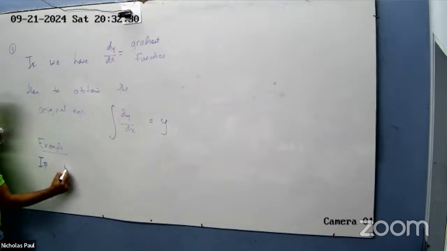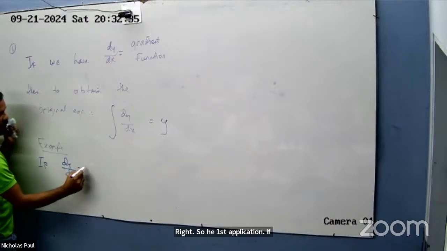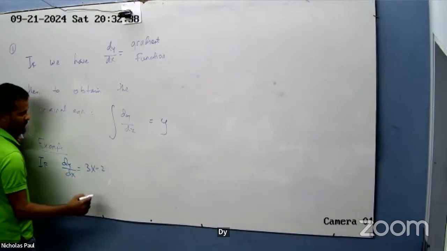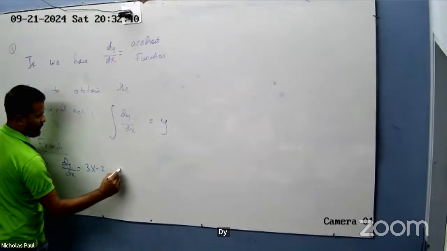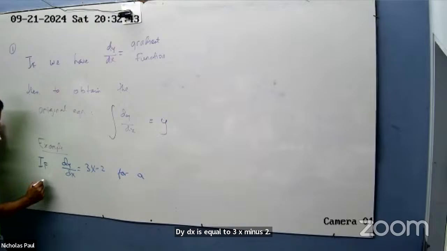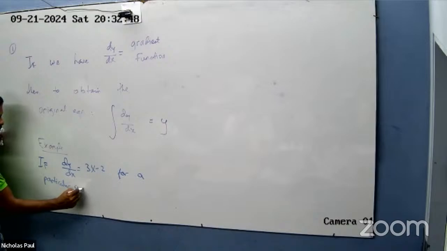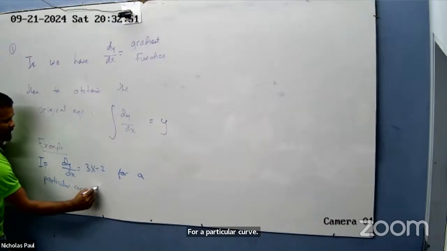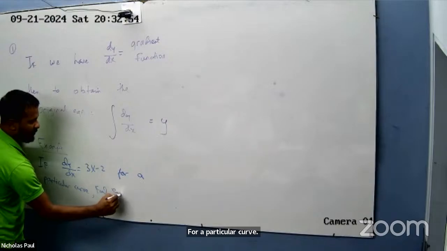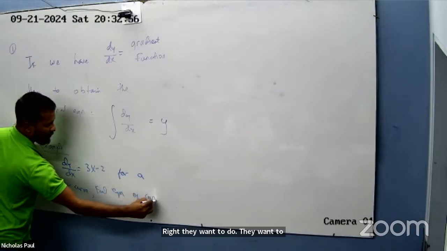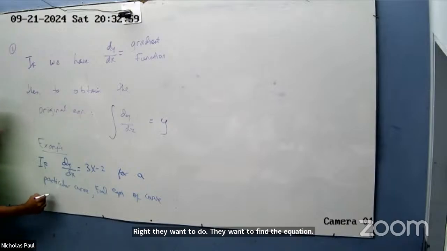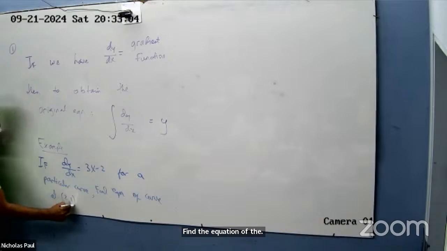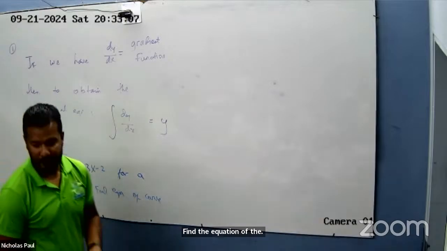Right, so the first application: if dy/dx is equal to 3x minus 2 for a particular curve, they want you to find the equation of the curve at the point (2, 1).